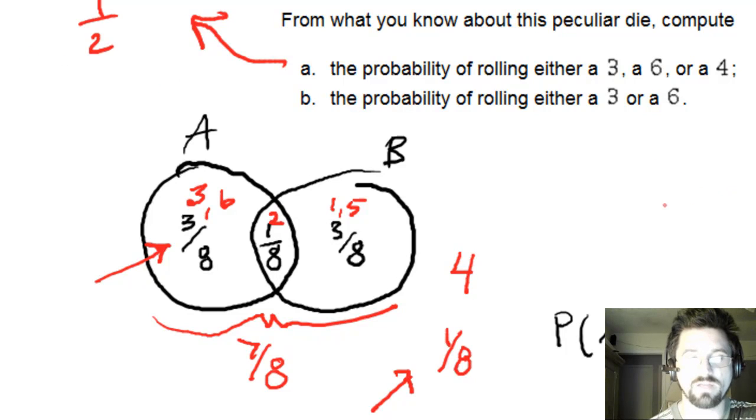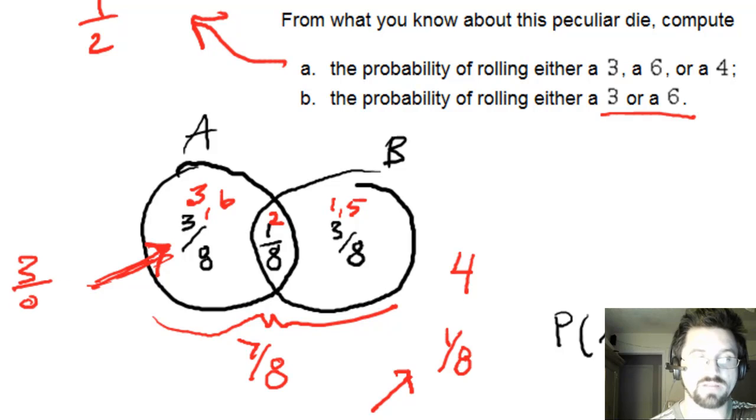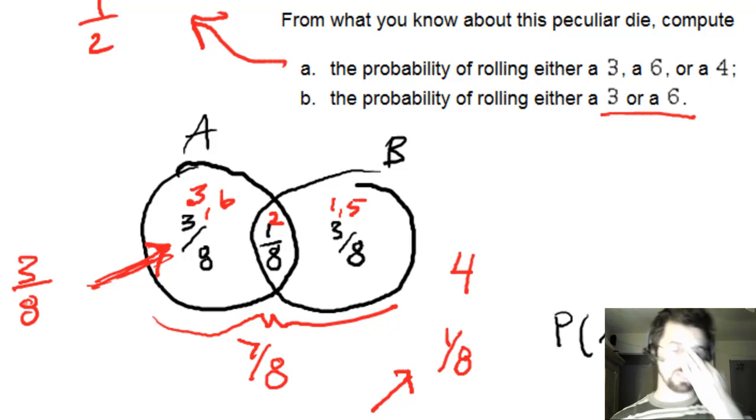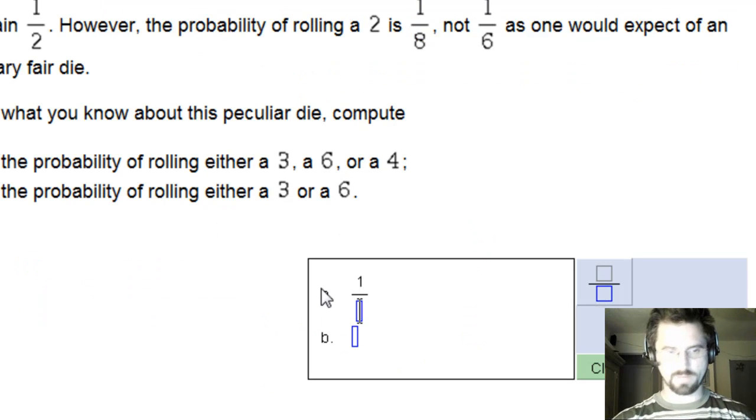All right, what's the probability of rolling a 3 or a 6 alone? Well, we answered that right here when I drew this arrow, and that's a 3 in 8 chance. So we have a 1/2 chance and a 3 in 8 chance. And let me put those in now. 1 divided by 2, and then 3 divided by 8.